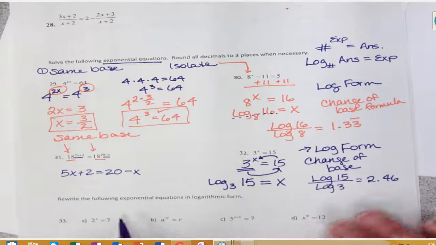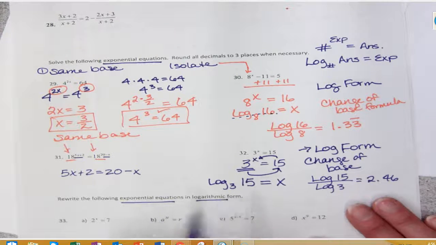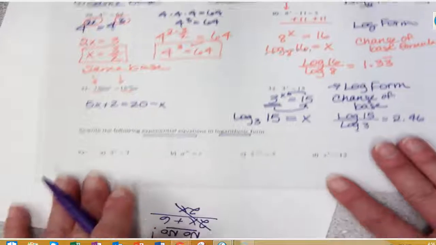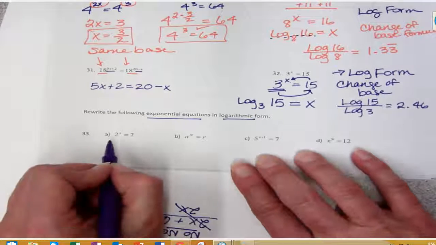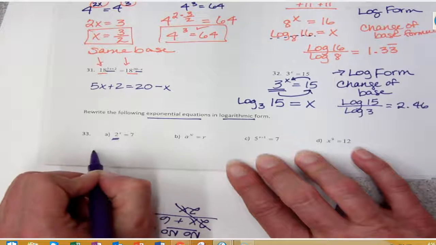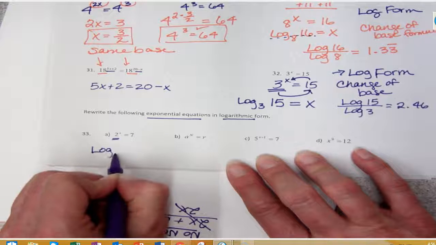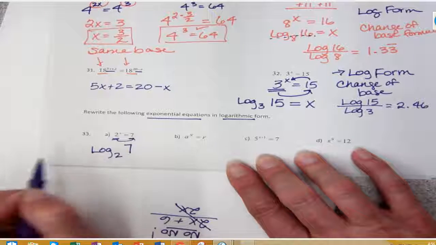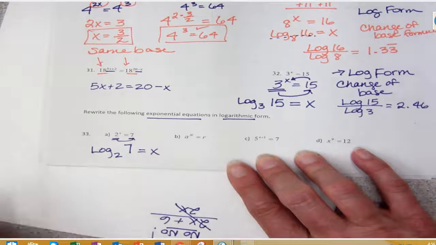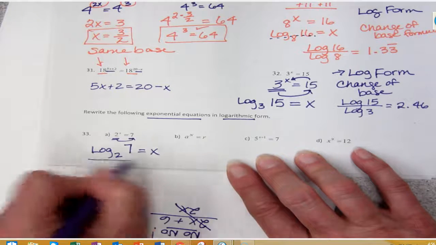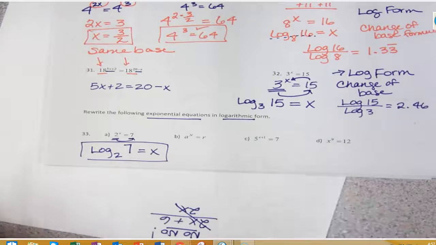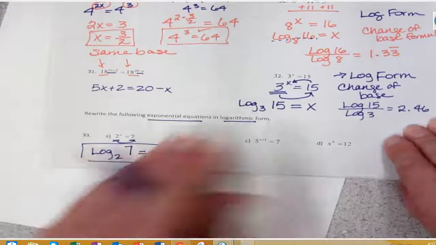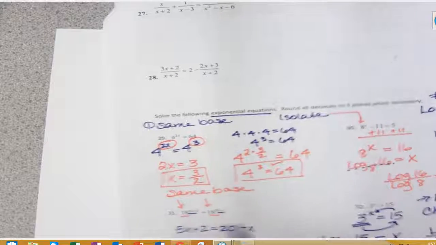Now, these are basically exponential equations using the same base or using your log form. Now we have exponential equations, and all you're supposed to do is put it into logarithm form. So you're going to use your base, log base 2. Your answer equals x. Okay, that's all it's asking. Okay, I'm not going to do all of them. Then we're moving on.